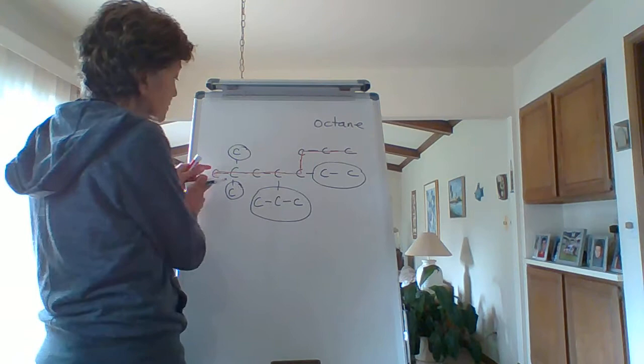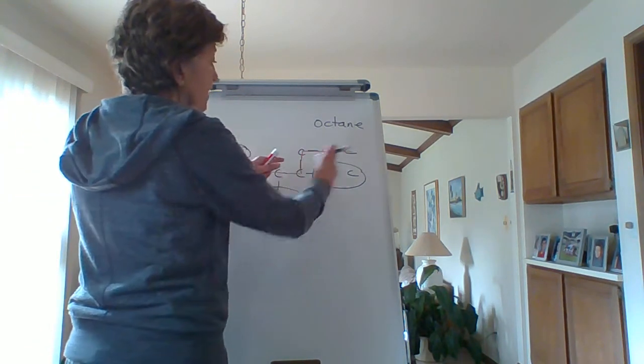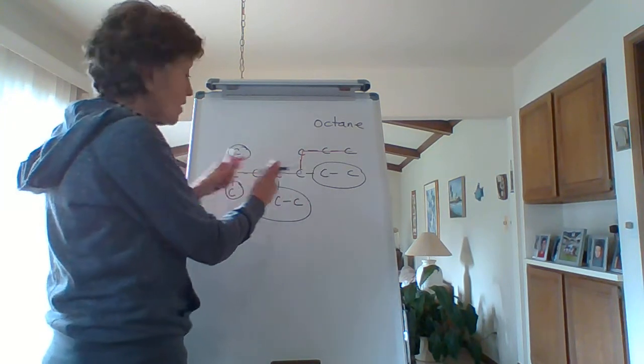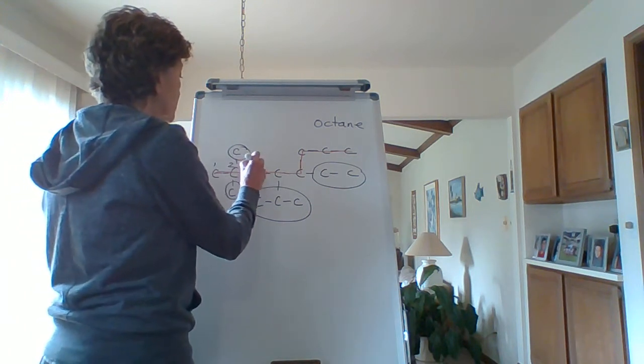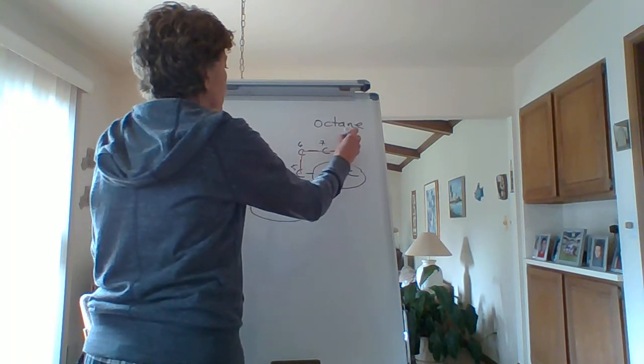If you number it this way, your first substituent hits at carbon number 2. If you number it this way, your first substituent would hit at carbon number 4. So obviously you got to go left to right. So let's do that. 1, 2, 3, 4, 5, 6, 7, 8.